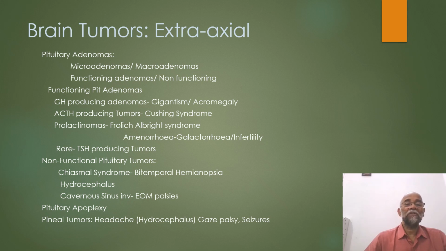Functioning pituitary adenomas include growth hormone producing adenomas, which can result in gigantism in young and acromegaly in adults. ACTH producing tumors will produce Cushing's syndrome. Prolactin producing tumors can result in Froelich Albright syndrome, which is also called the amenorrhea galactorrhea syndrome.